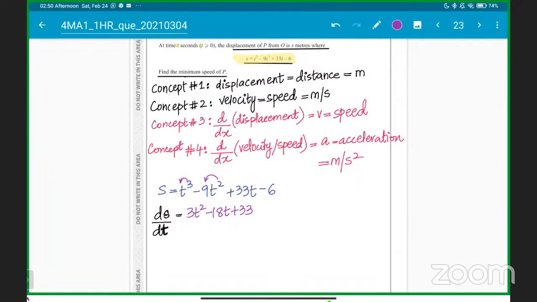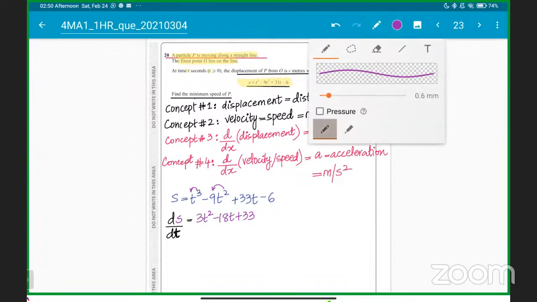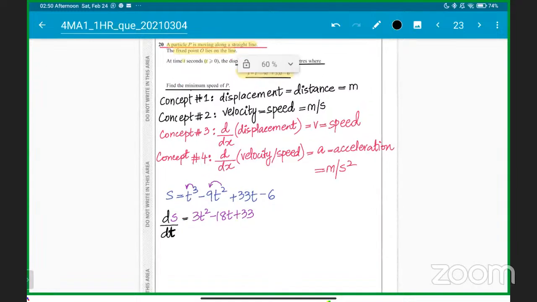So we need to understand that we got the velocity, the speed here, okay? This is the speed. We just need to put in the time to get the minimum speed. So how can we find the minimum speed? At what rate will the minimum speed be? When acceleration is 0.